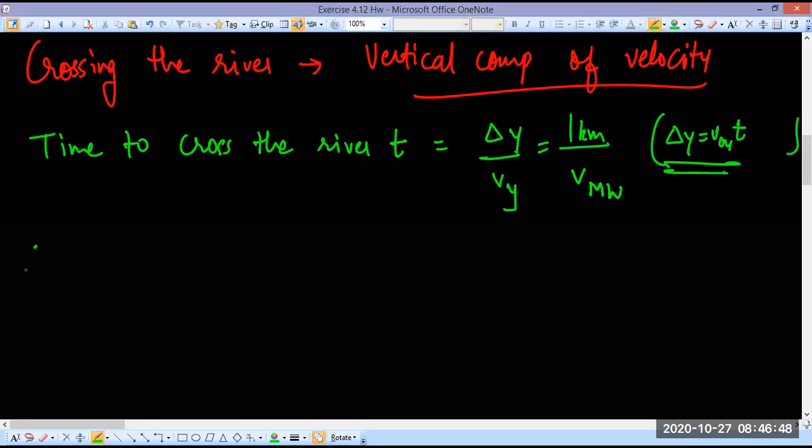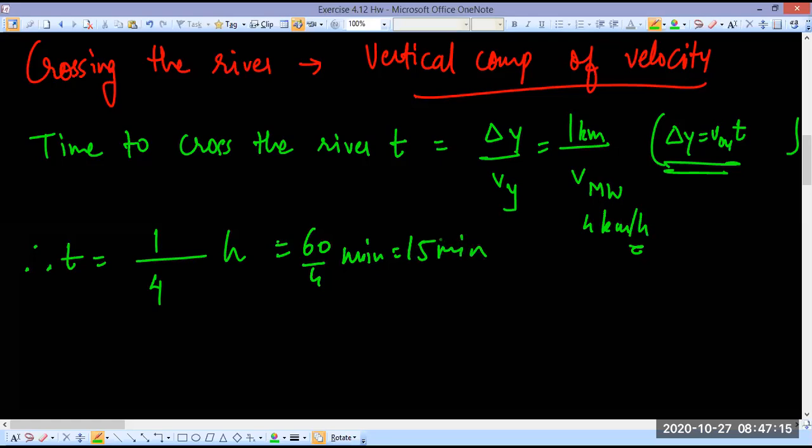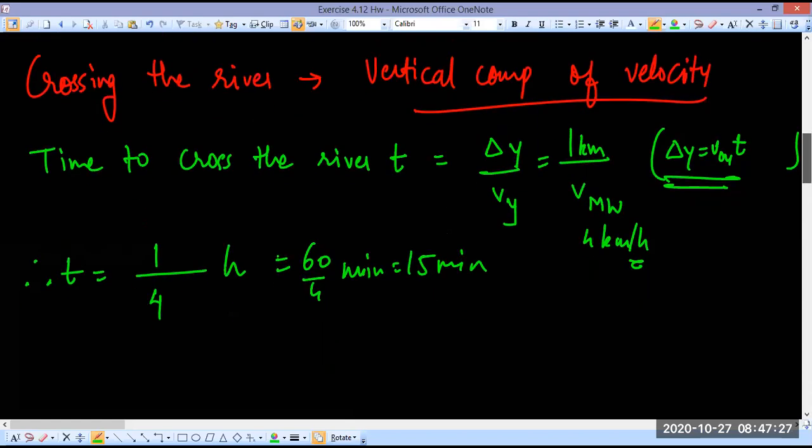So vy is vmw, right? Therefore t is equal to 1 divided by 4 in hours. We get time in hours because distance is in kilometer and this value is 4 kilometer per hour. So the time is 1 by 4 hour, which means 60 by 4 minutes, that is 15 minutes. So that's your answer. It will take 15 minutes to go from one bank to the other bank.